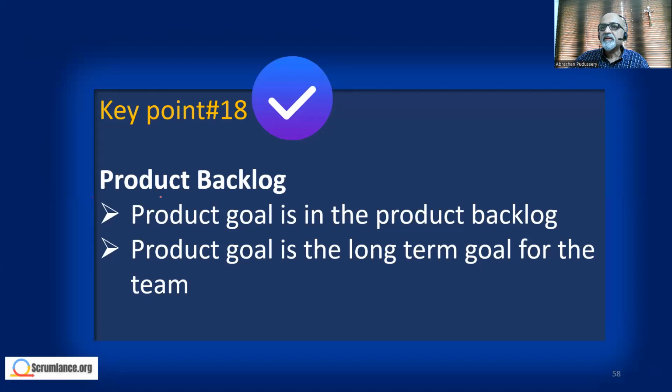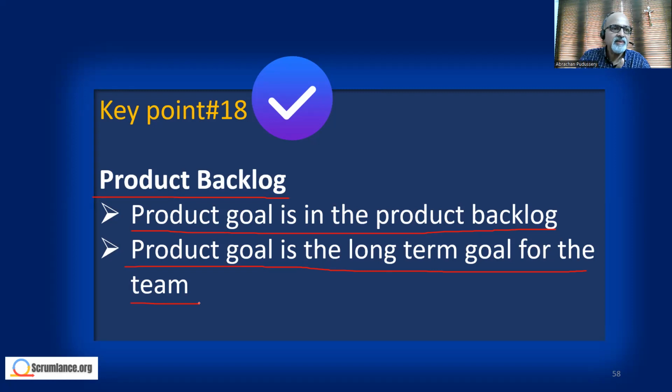Key point here: the product backlog contains the product goal, and the product goal is the long-term goal for the team. At the end of all the sprints, what must we be accomplishing? That must be very, very clear. Because I've come across many projects, at least one major project, where by the time they completed the product, nobody wanted it. So having a very clear-cut product goal is important, because sometimes that needs revision.